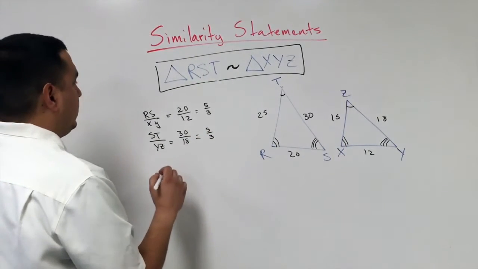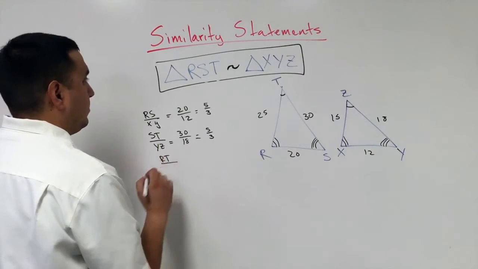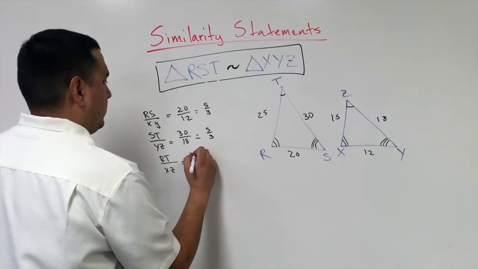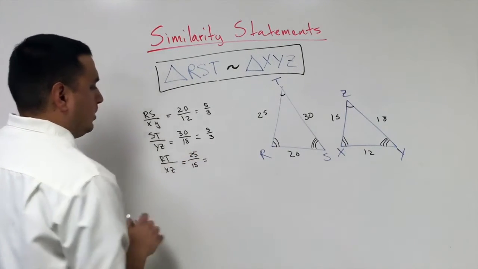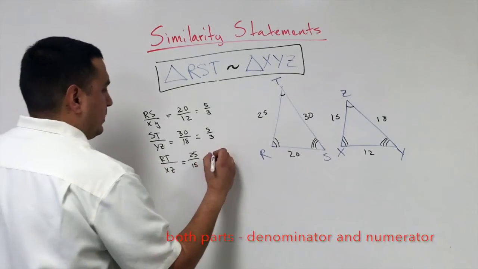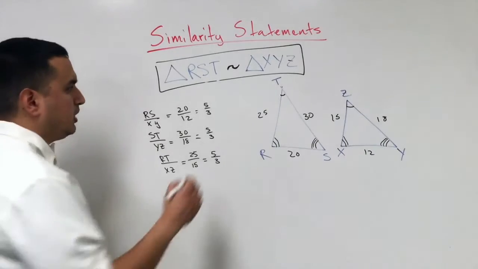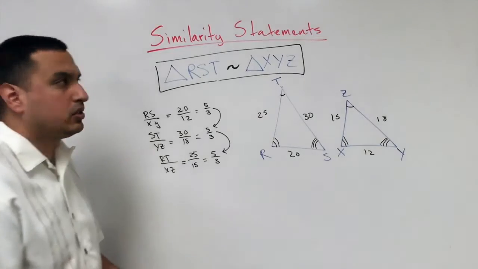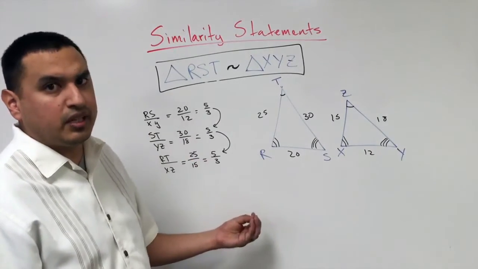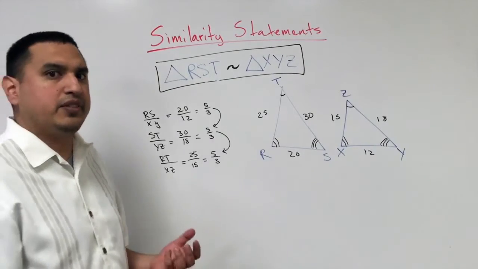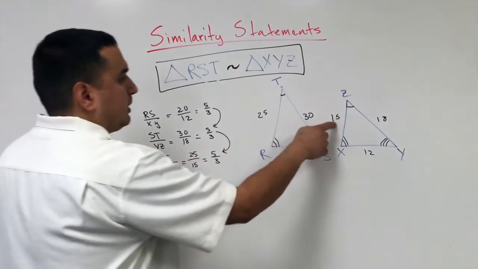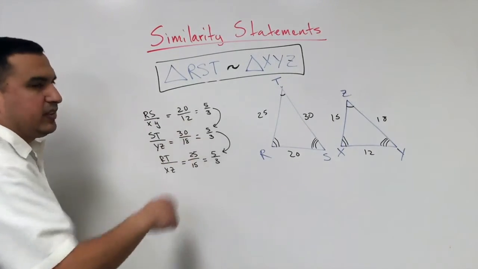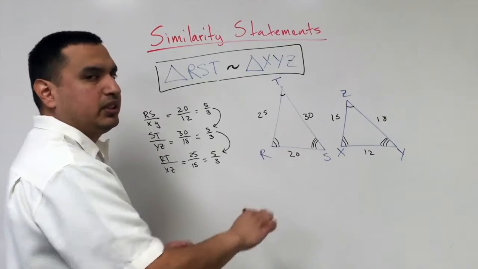And then RT would be the third side, and XZ. So that's going to be 25 over 15. And if I divide both sides by 5, I'm going to get 5/3. So notice that each of these is the same. So that's what similar means. The angles are the same, they're congruent, and the sides are proportional. They have the same ratio. If I were to take the corresponding sides and simplify the units, the distances, I would get the same ratio for every corresponding side pair.